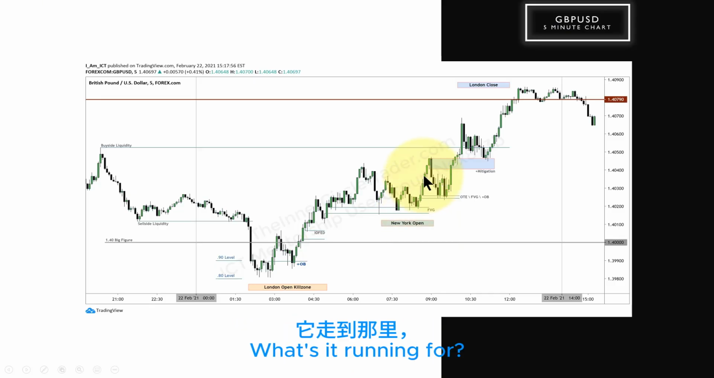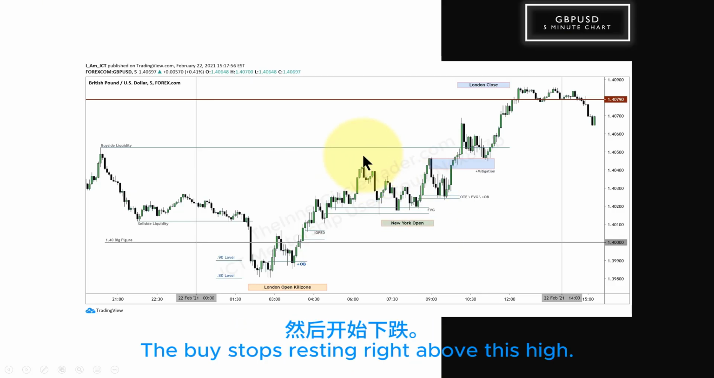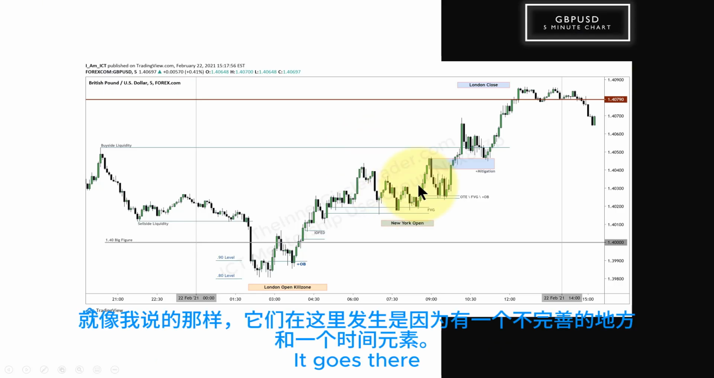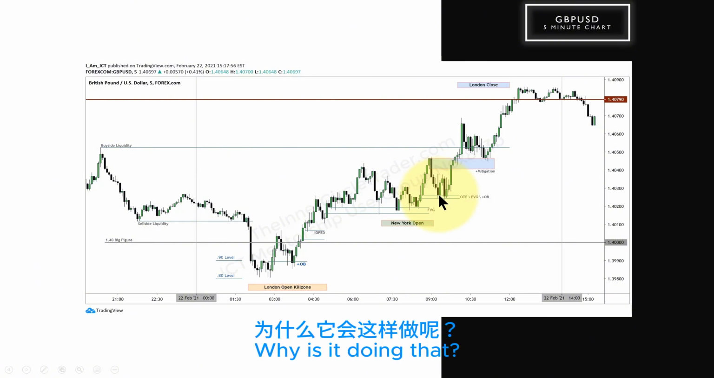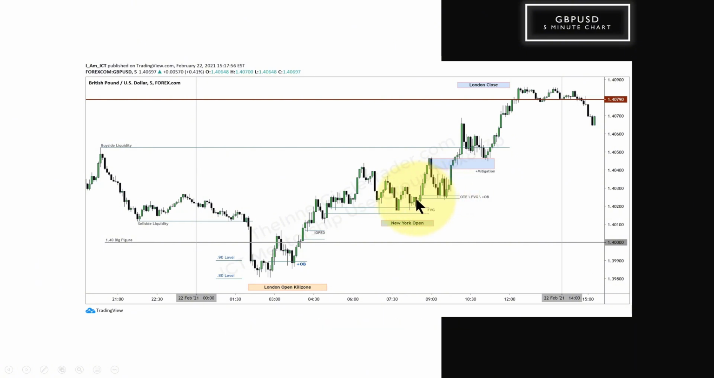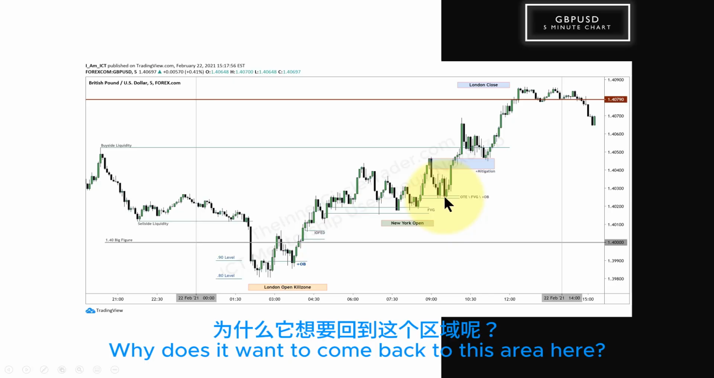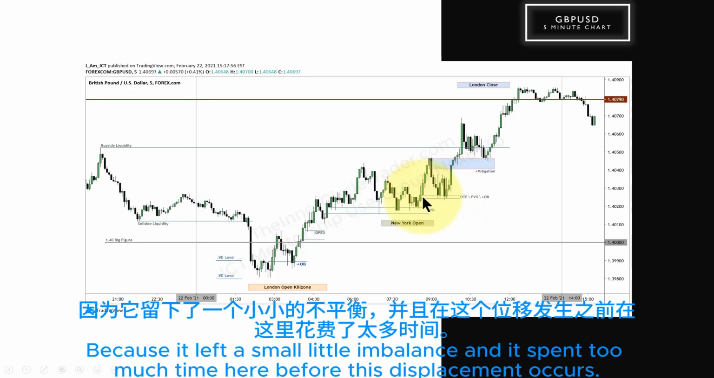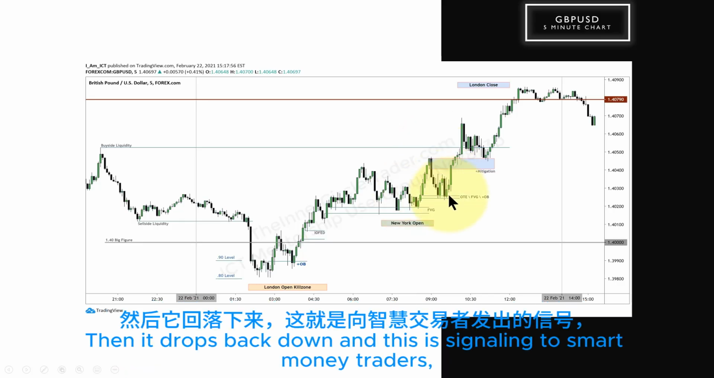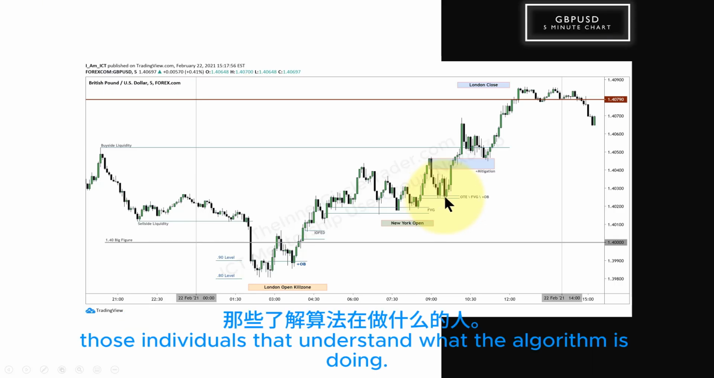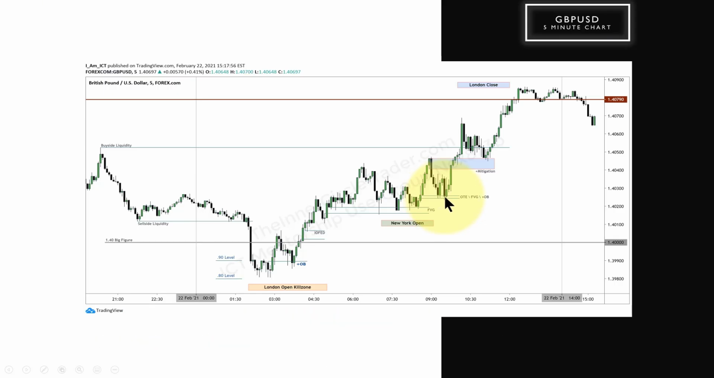Price runs. What's it running for? The buy stops resting right above this high. It goes there and starts to drop back down. Why is it doing that? It's picking up more orders here. Why does it want to come back to this area here? Because it left a small little imbalance and it spent too much time here before this displacement occurs. Then it drops back down, and this is signaling to smart money traders, those individuals that understand what the algorithm is doing.